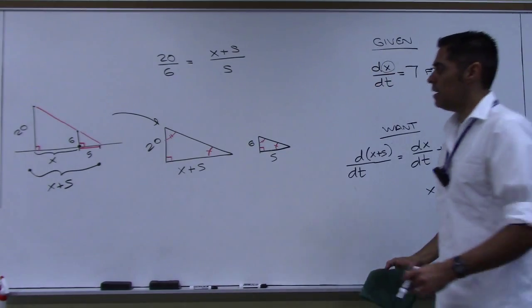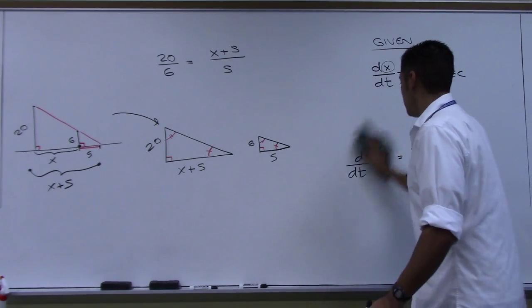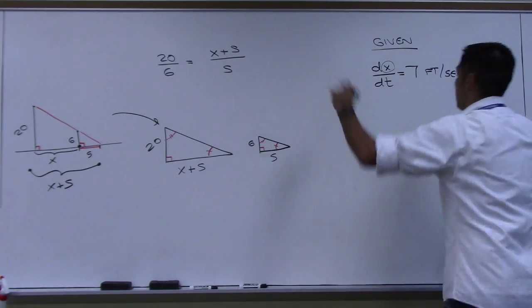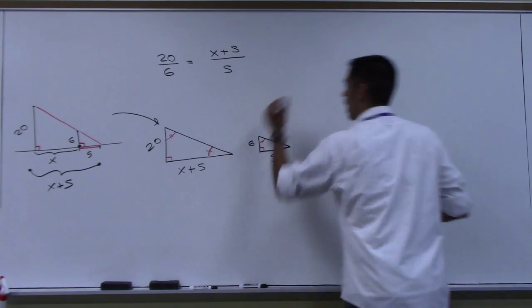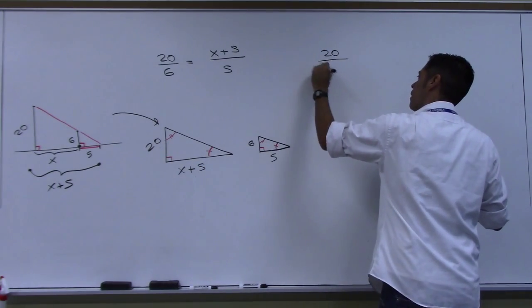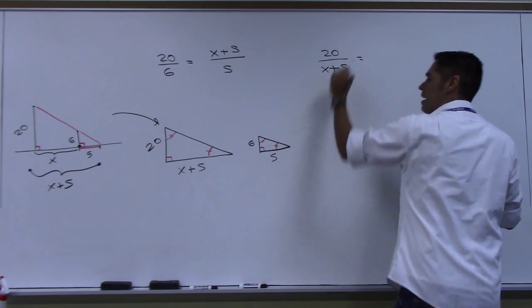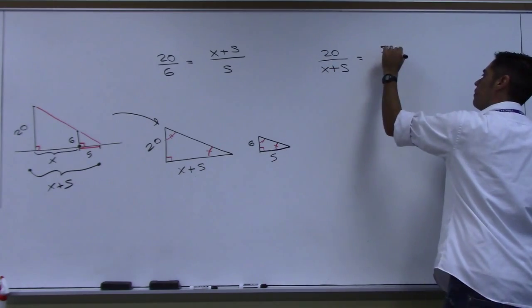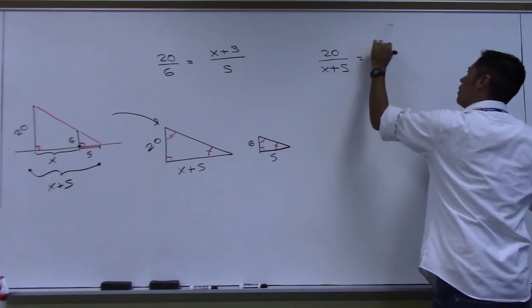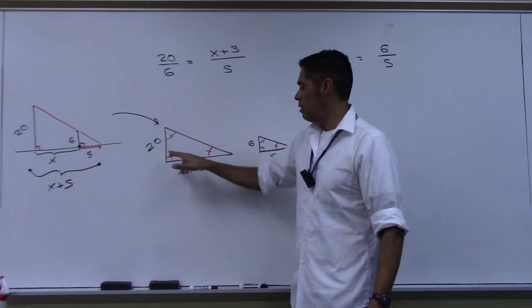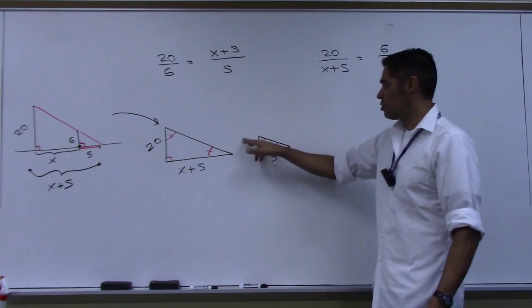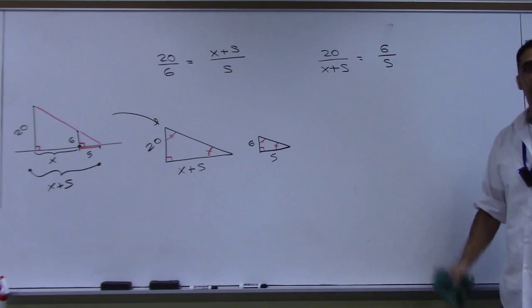I can set up any ratio as long as they're corresponding sides. So I could use that. I could also use, let me see, 20 over x plus s equals 6 over s. Right? Short over long on this triangle equals short over long on that triangle. I can use that one.